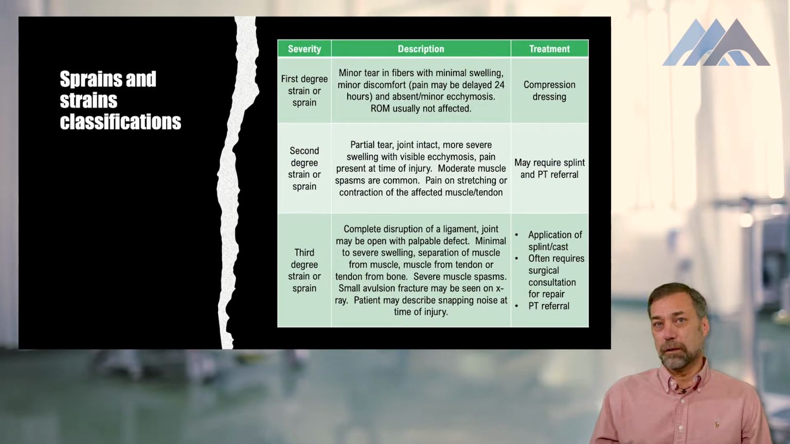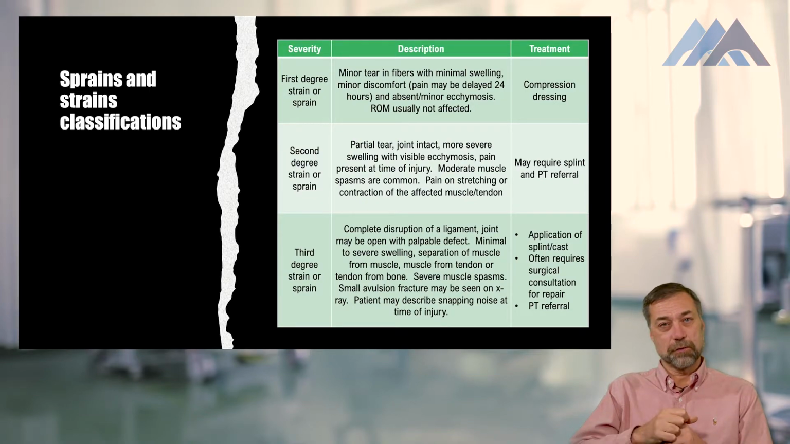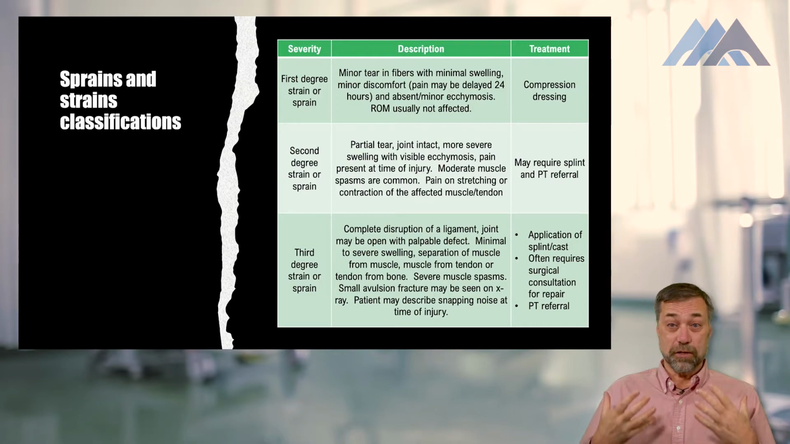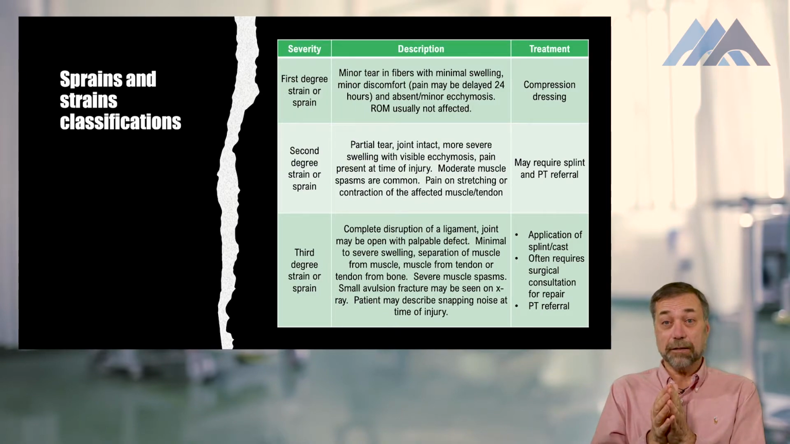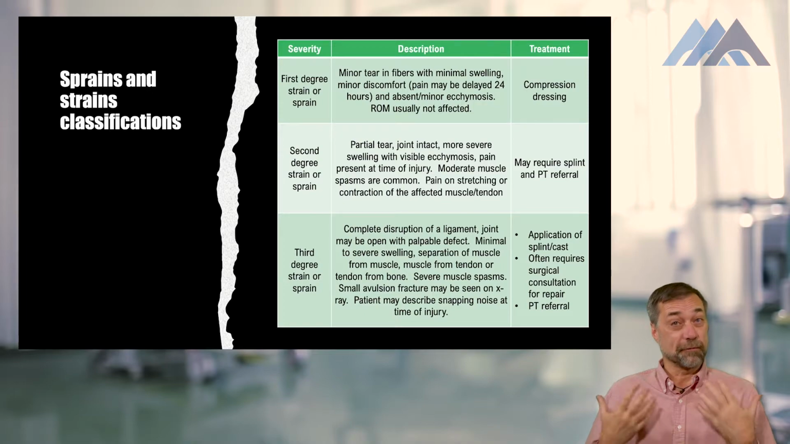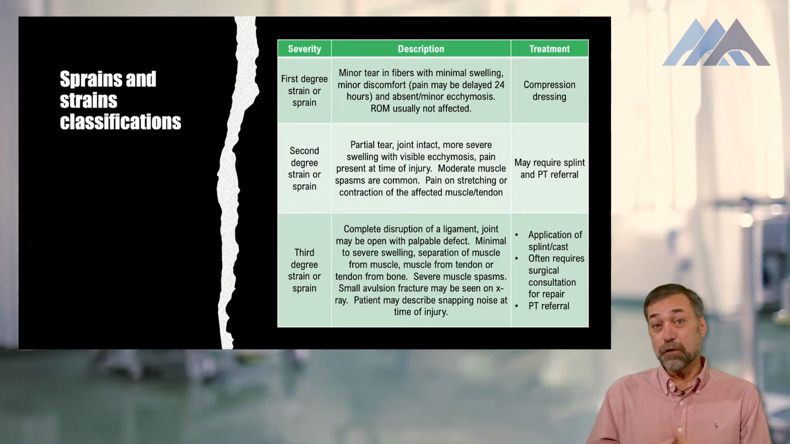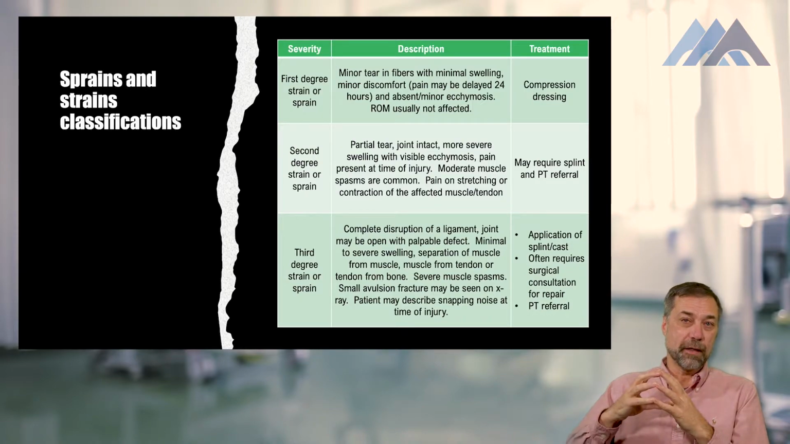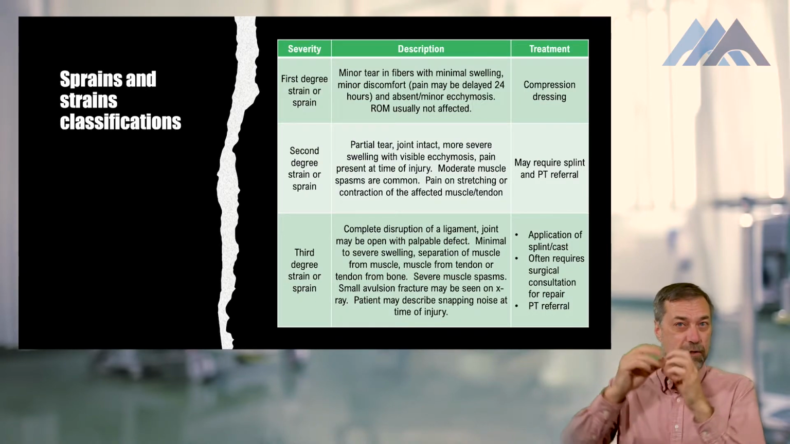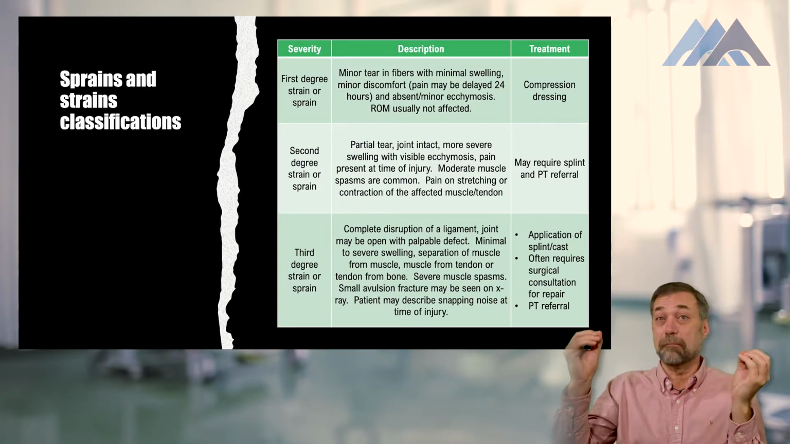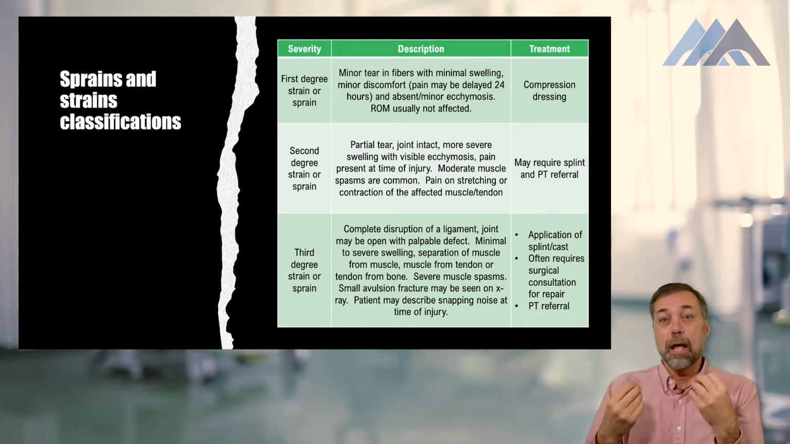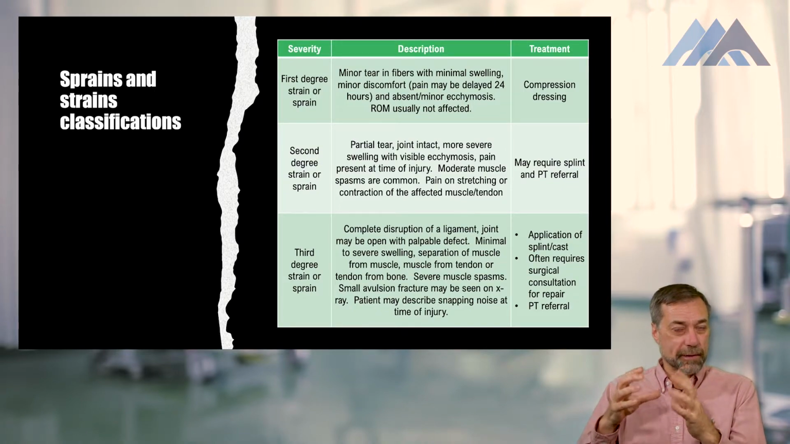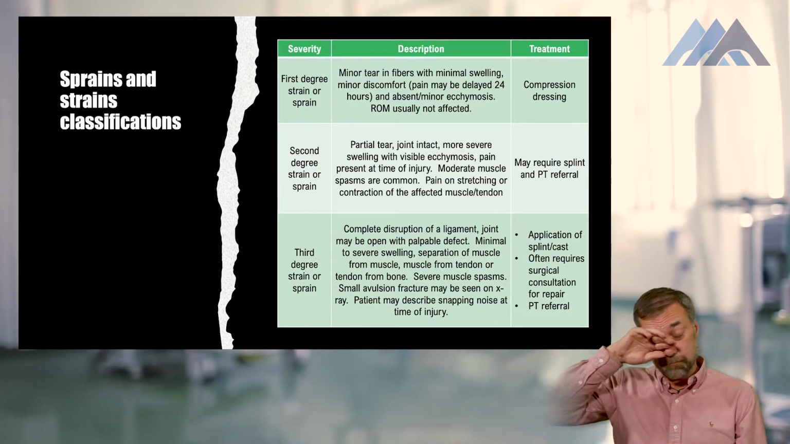Now, a first-degree strain is going to affect a muscle, or the attachment of the muscle to the bone, and it's going to cause that to be stretched and pulled. But it still remains intact. So the muscle itself is still able to function. There's still stability of the area. Now, if it's a first-degree sprain, it's going to be pulling the ligaments that hold the joint together. But the ligaments remain intact. It's just that the ligaments have been pulled and they're stretched a little bit. So they still hold the joint together and they still keep the joint stable.